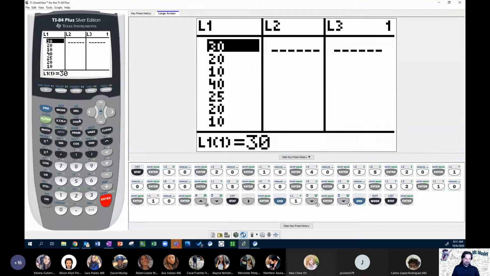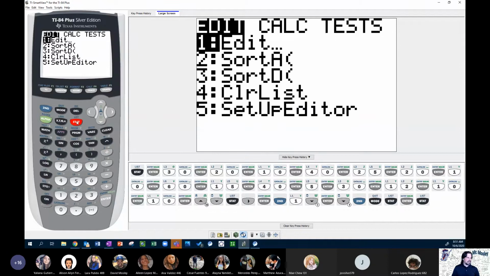Here's the other thing we can do, which was in one of my videos as well, really briefly. We can order this from smallest to largest to make life easier if we're having to create a dot plot or something like that. To do that, we go back to Stat, and we have these different options under Edit. We have Sort A and Sort D, Clear List, Set Up Editor. Sort A means sort in ascending order from smallest to largest. Sort D is descending order from largest to smallest. Typically, we want it in ascending order because that makes the most sense when we're creating graphs.